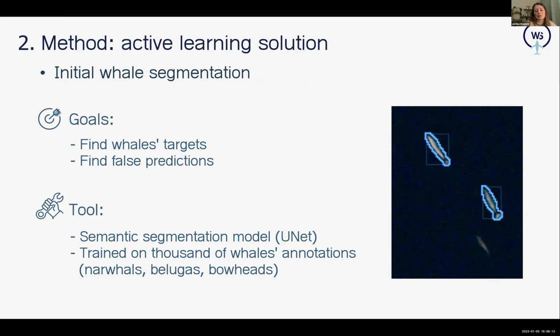The last step of the preliminary analysis is an initial segmentation of the whales. Since it's performed with a source model not suited to the target dataset, the results will be very imperfect. For example, here we can see a missed whale. Nevertheless, it allows us to find potential whale targets and also potential false predictions. So these imperfect predictions are very useful to start the learning process and to ensure that we have whales as examples in the validation and in the test subsets.